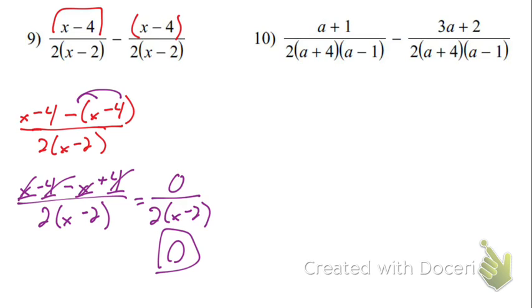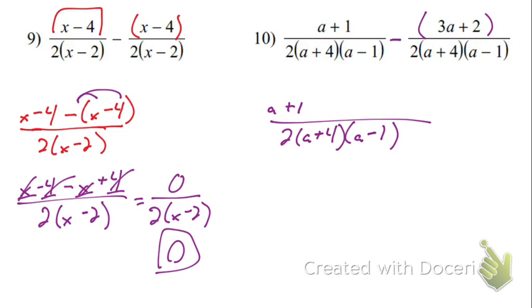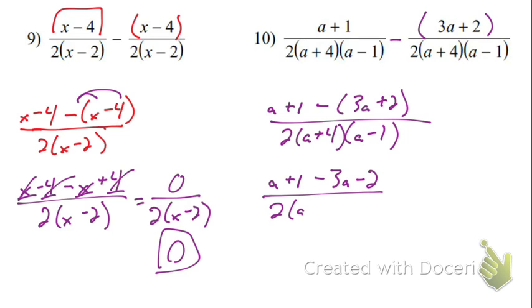Number 10. Big denominator here, so 2 times (a plus 4) times (a minus 1). Then up top I have a plus 1. I have to subtract this whole thing, so it would be minus (3a plus 2). So this would be a plus 1 minus 3a minus 2, all over 2 times (a plus 4) times (a minus 1).